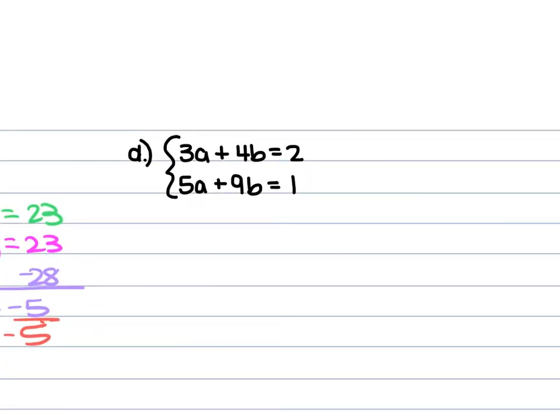For D, we have 3a plus 4b is equal to 2, and 5a plus 9b is equal to 1. I want to work with my a's, so I need to make sure that they're opposites first, which they're not. So one of these equations I'm going to have to multiply by a negative. Now 3 and 5, what's my least common multiple between these two? 15. So I'm going to have to multiply the 3 by 5 and the 5 by negative 3, in order to get opposites but the same coefficient to the variable.